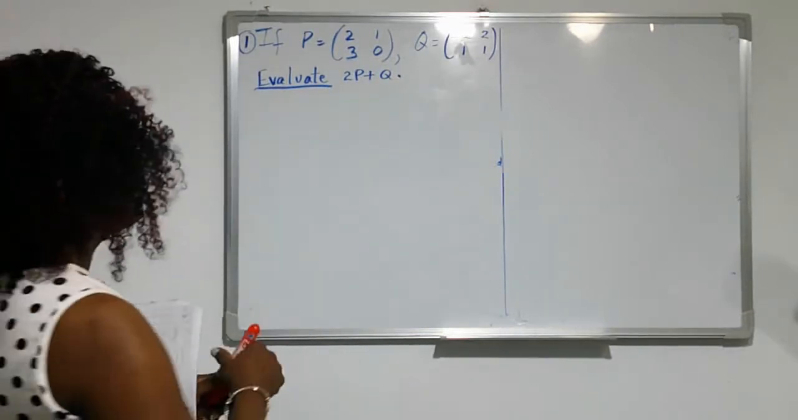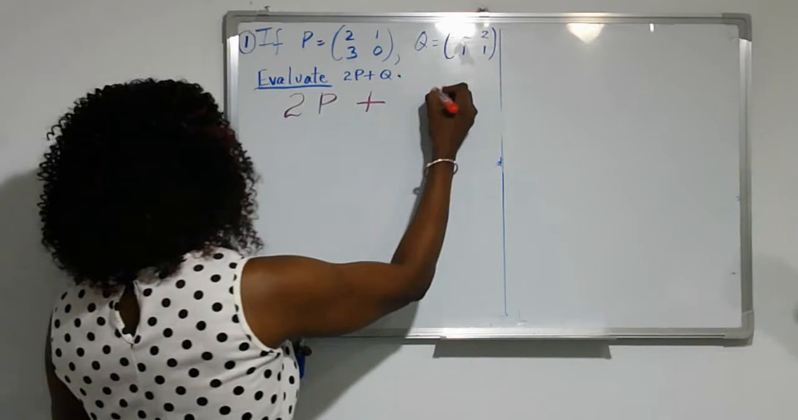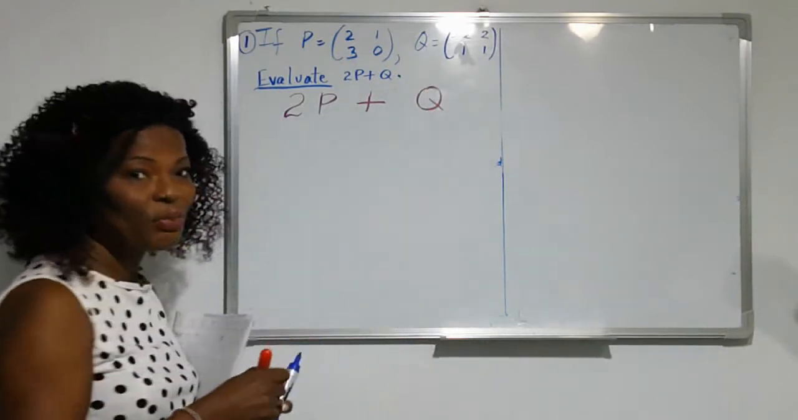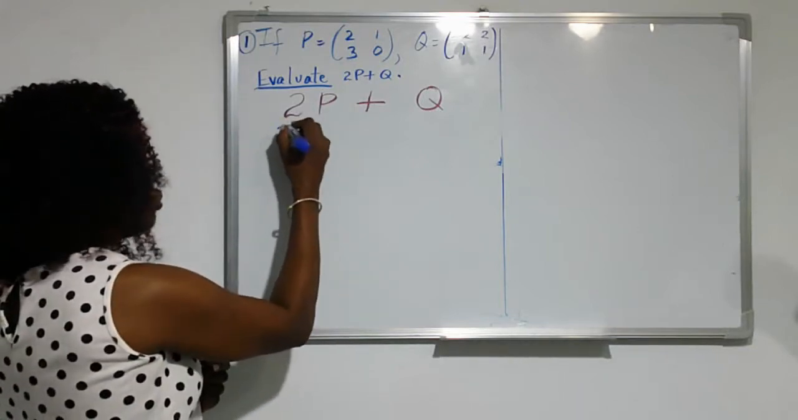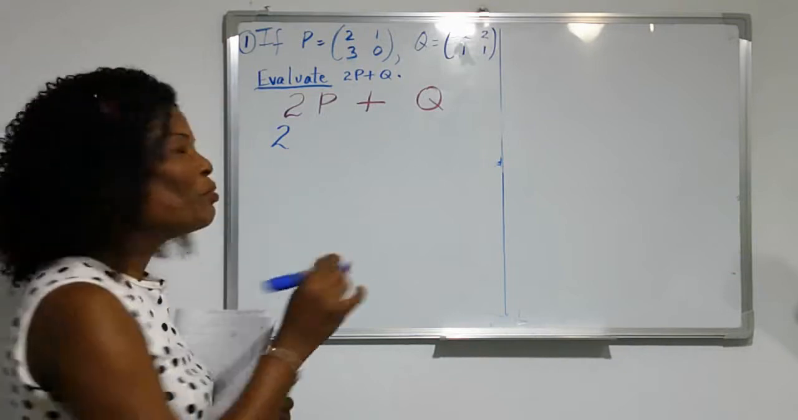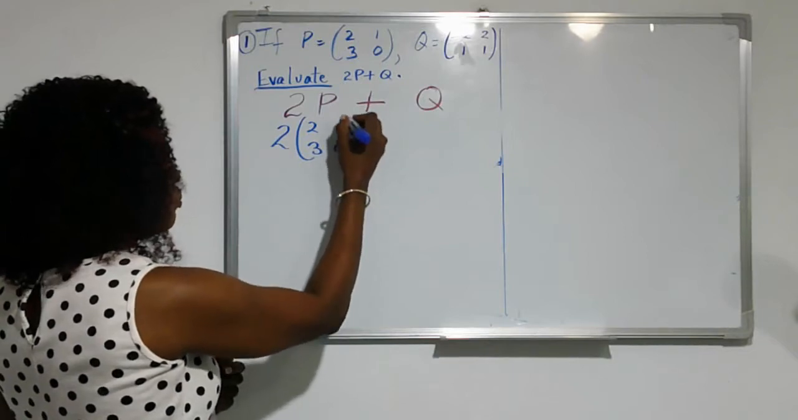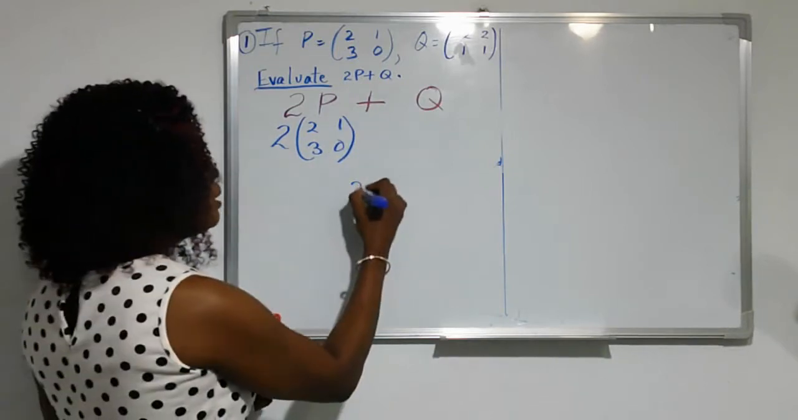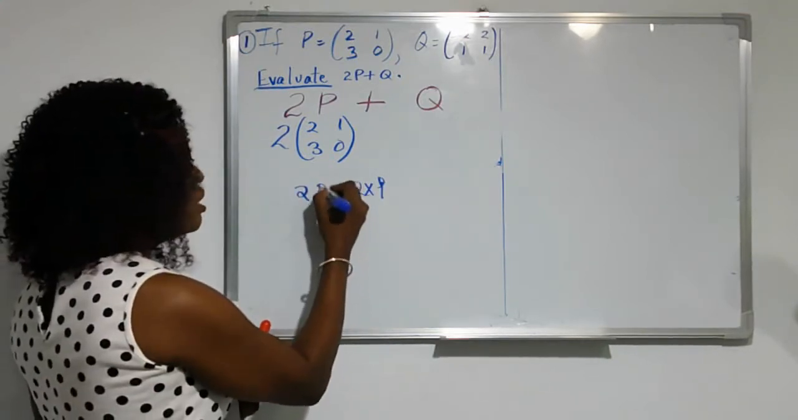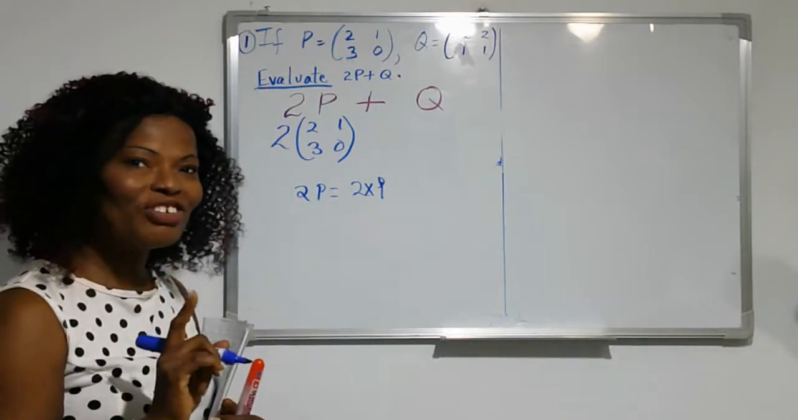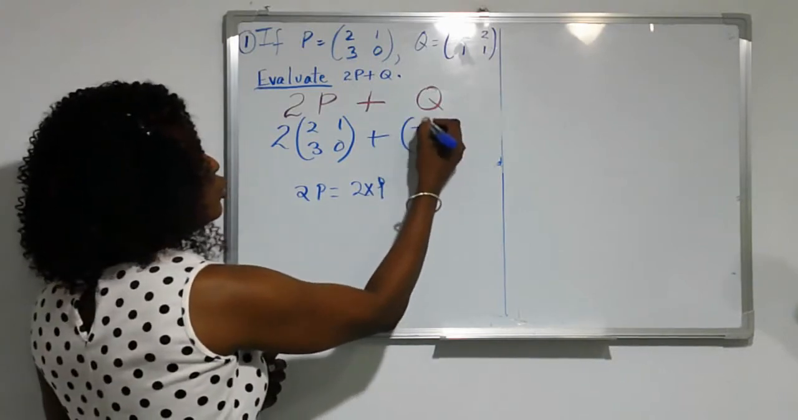First, I'm going to write 2P plus Q, which of course is an expression, it doesn't have any equal sign. And now we're going to write back our 2, and we're going to replace P with the matrix [2, 3; 1, 0]. Now recall that 2P means 2 multiplied by P. So we are multiplying 2 by the matrix P. Then we're going to add the matrix Q to the result.